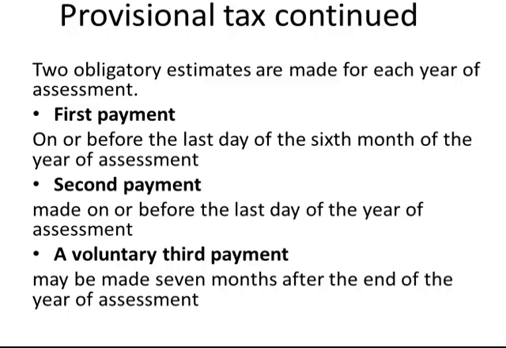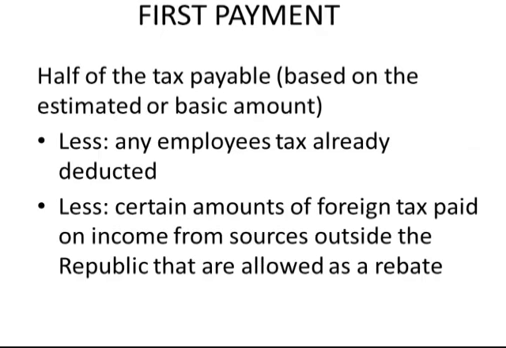The 2012 year started on the 1st of March 2011 and runs until the 29th of February 2012. Your first payment is due 6 months into that year, which is the 31st of August 2011. Your next payment is due on the 29th of February 2012, and if you find that you have made an error in your calculation, you are allowed to make a third payment at the end of September 2012.